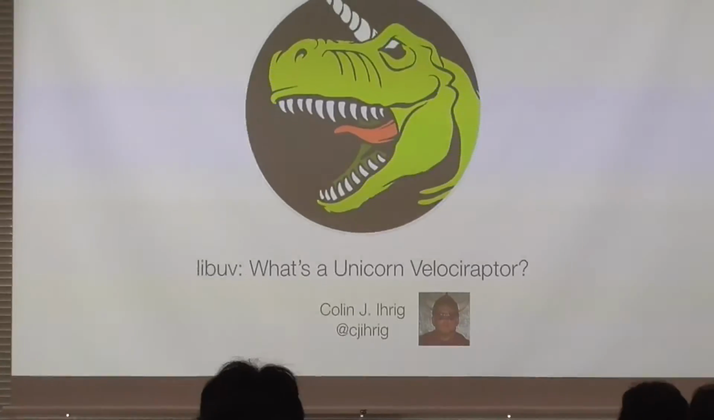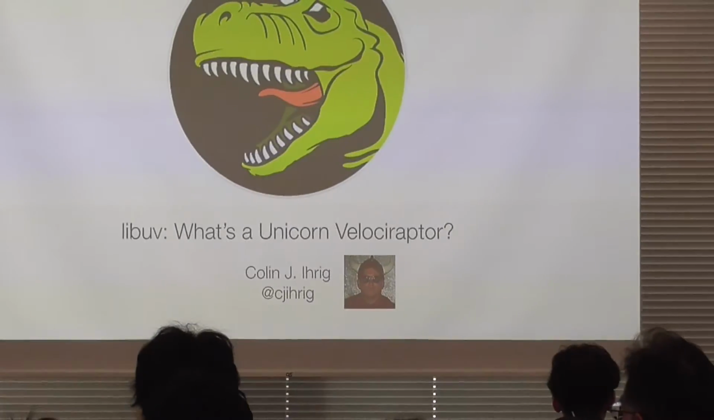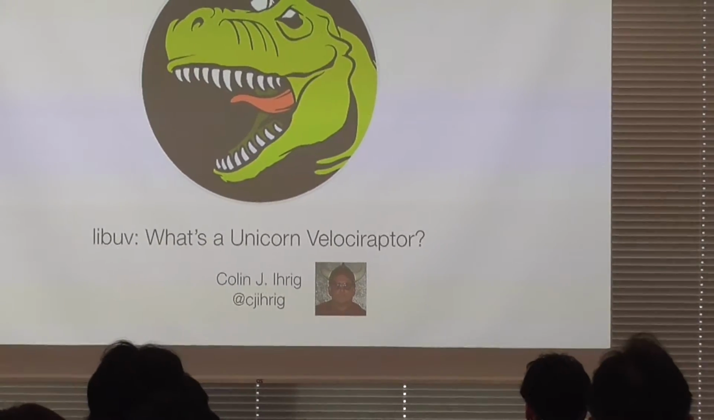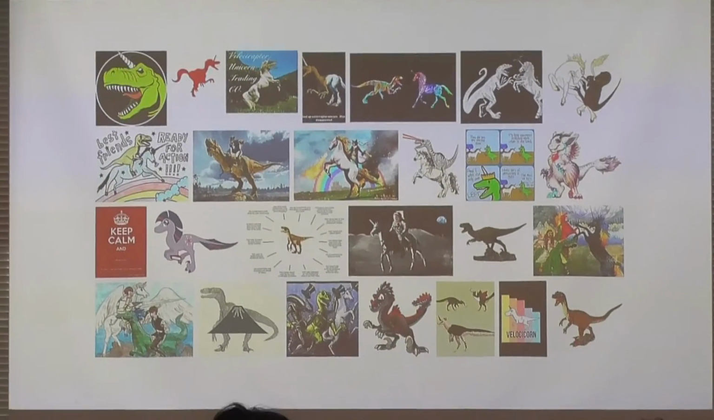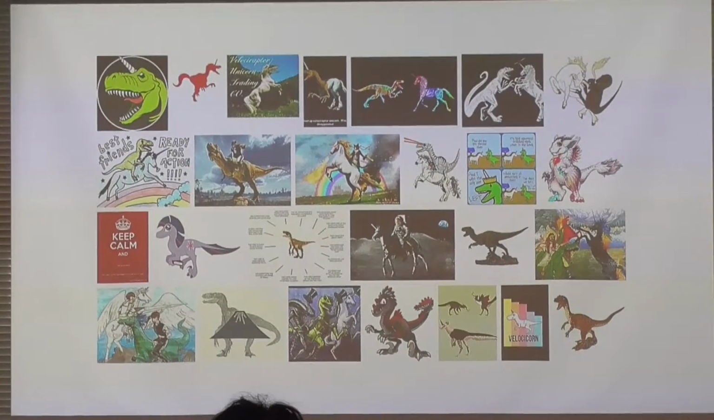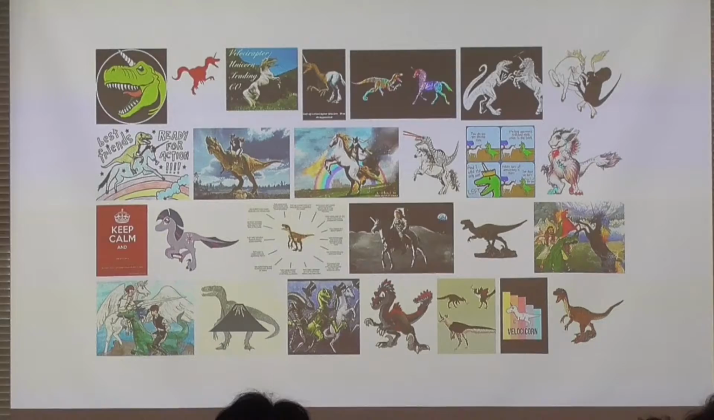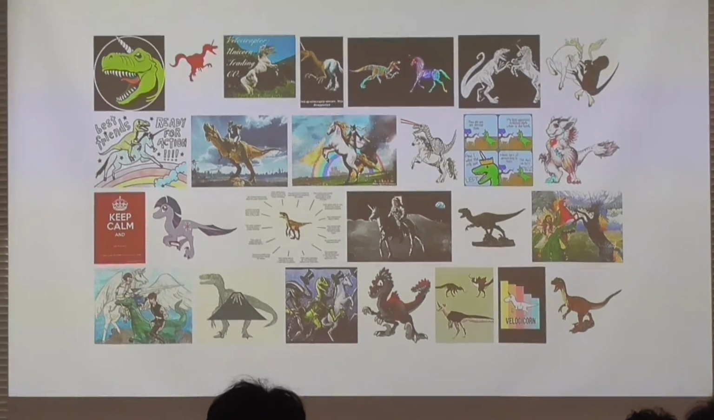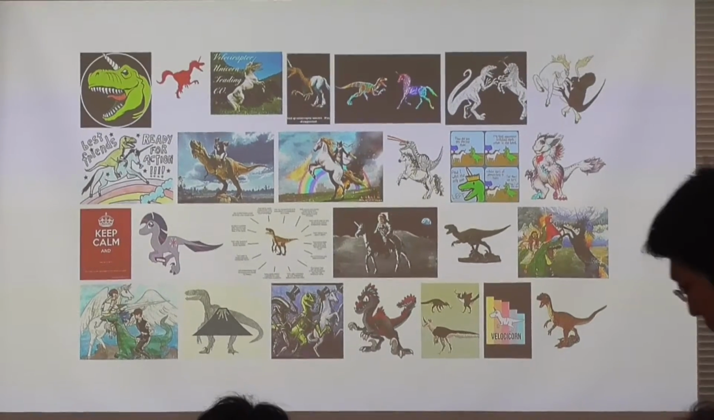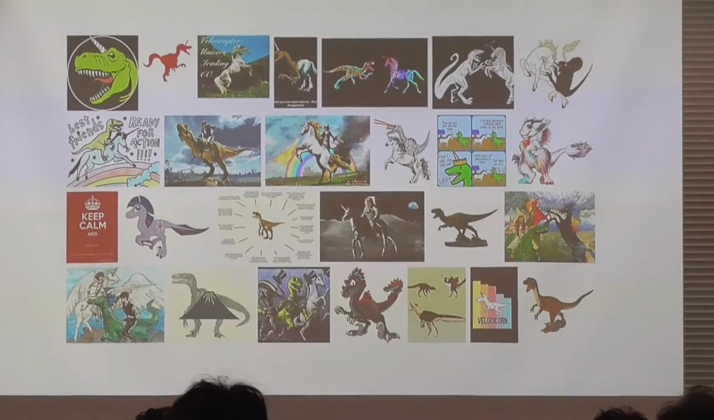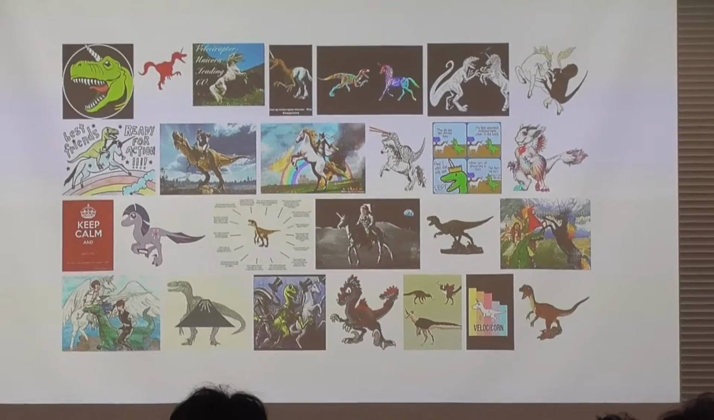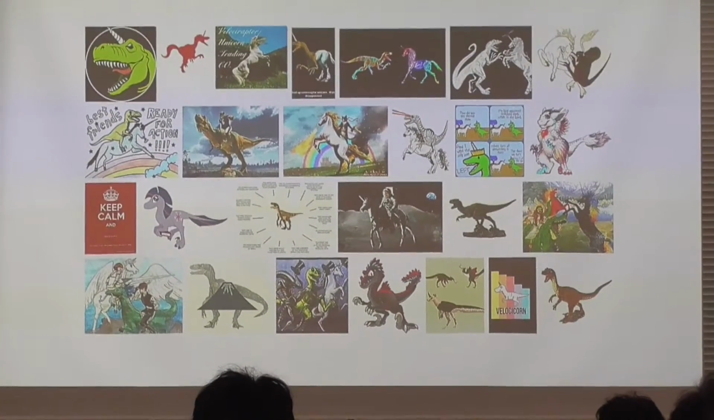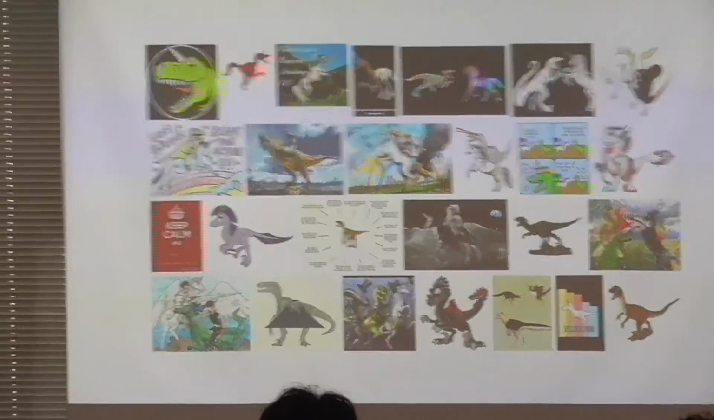Thanks for coming to my talk, everybody. So, the purpose of this talk is to try to answer the question of what is a unicorn velociraptor. If you were to ask Google, this is what Google thinks a unicorn velociraptor is. I think the second row is probably my favorite, with the Chicago Bears football player riding the dinosaur, the cat and the unicorn. But what we're really here to talk about is the one in the top left corner, which is the logo for the libuv project.